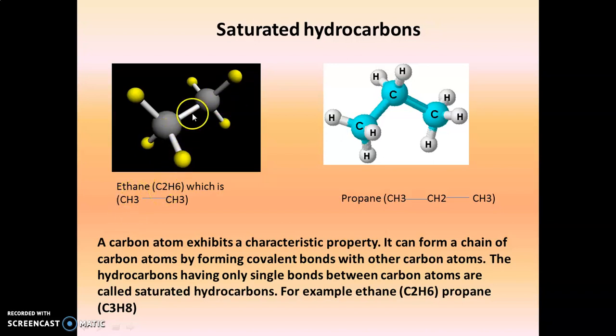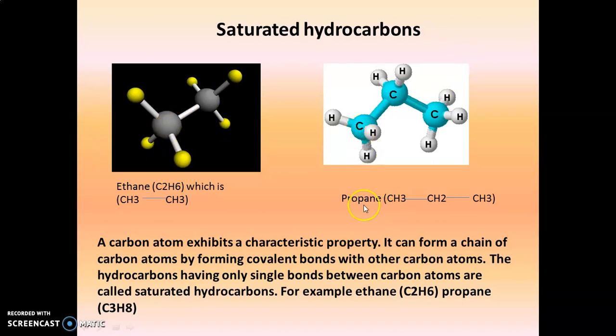Ethane is C2H6, which is CH3 single bond CH3. So C, one carbon atom, H3 is first, second and third. There is a covalent bond, single bond. Then we have one more carbon atom and 1, 2 and 3 hydrogen. So this is a single bond. So this is a saturated hydrocarbon.